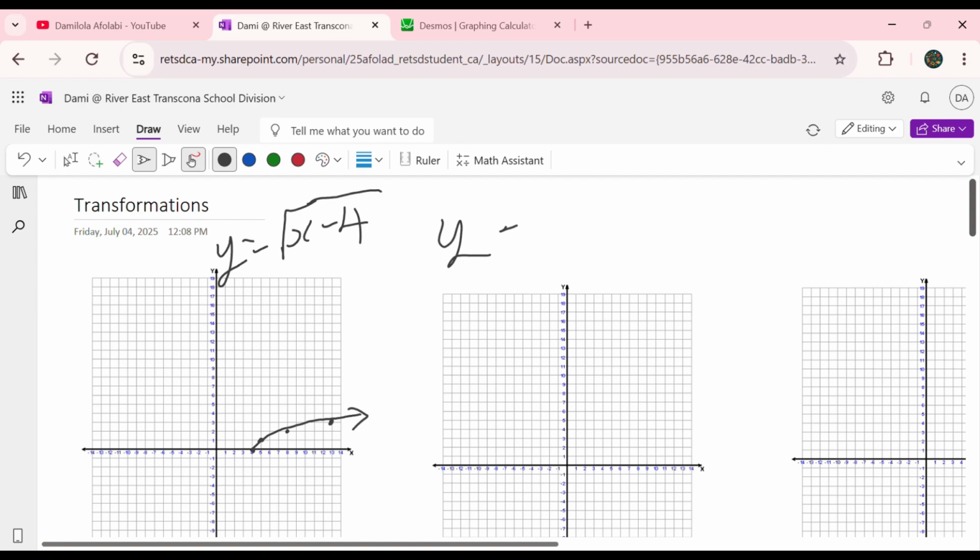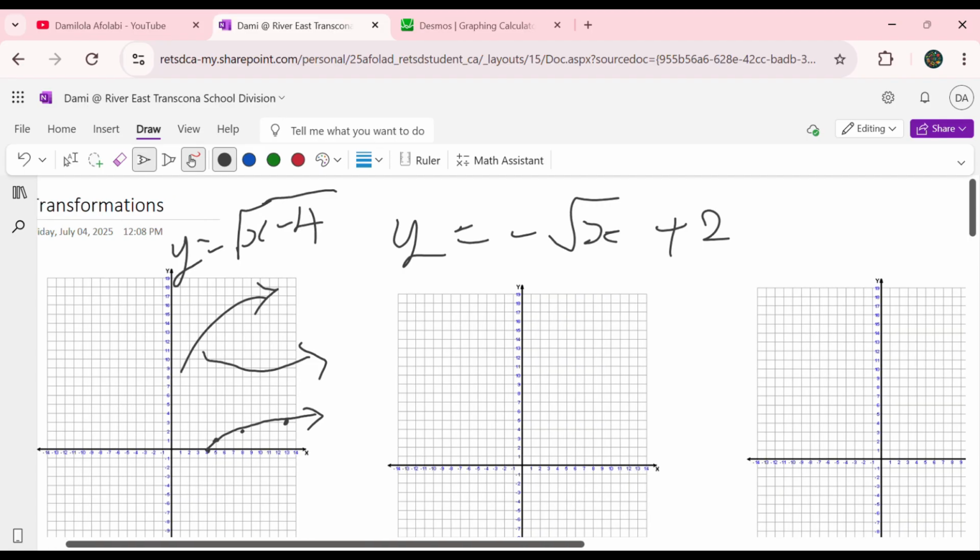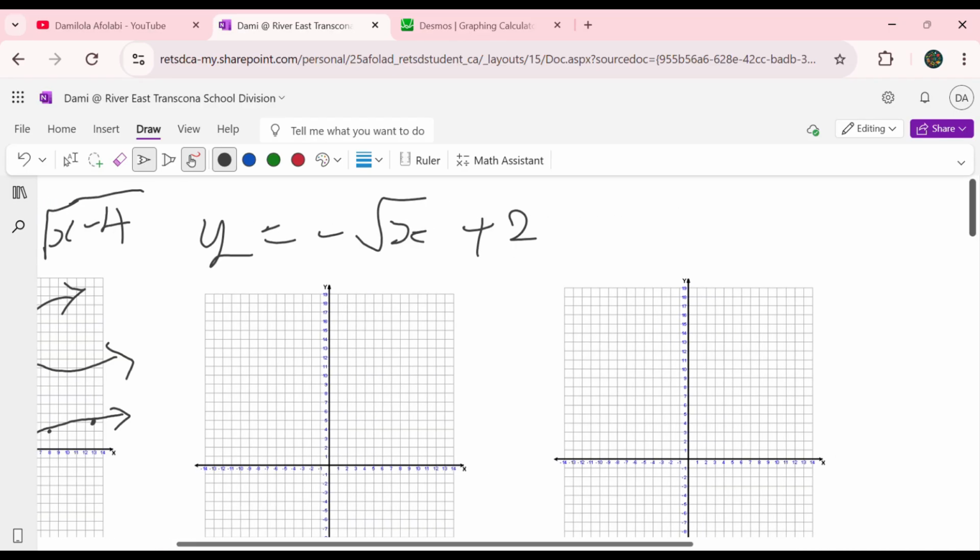Okay, next equation, y equals negative square root of x plus 2. The 2 moves up, and instead of going in this direction, it would go in this direction. It would be reflected over the x-axis. It will flip over the x-axis.